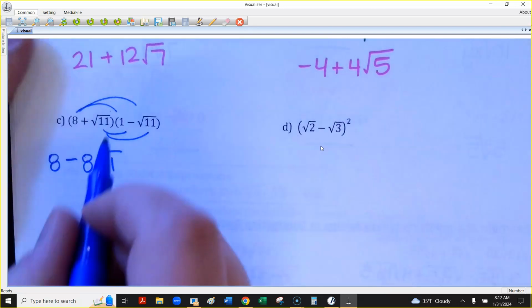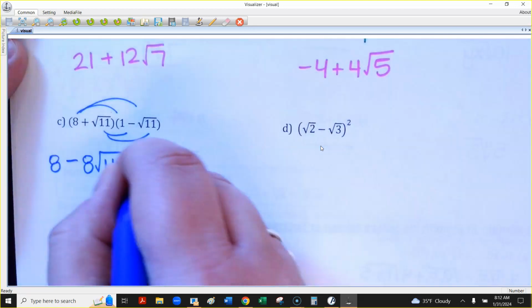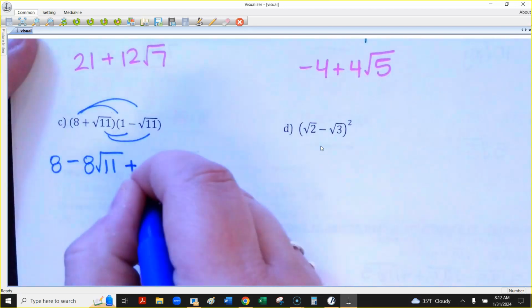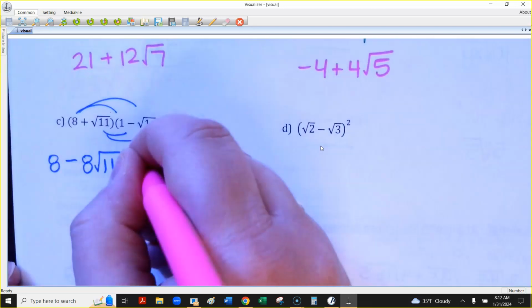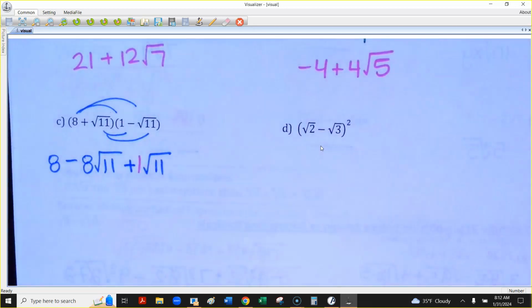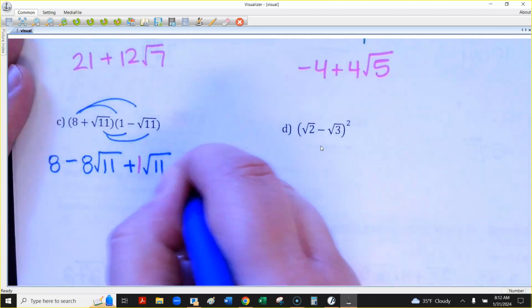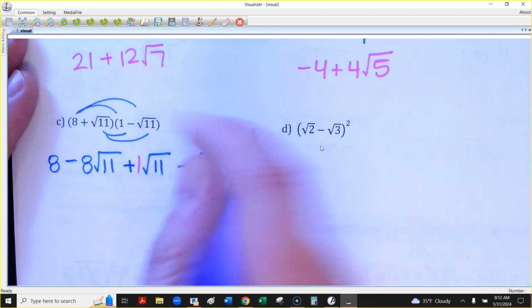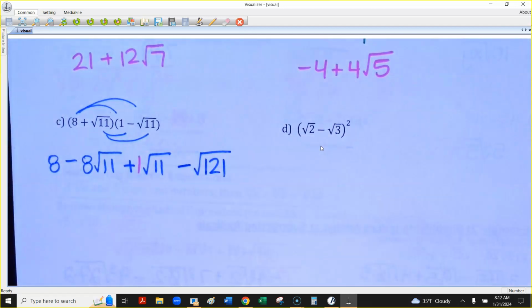Now, this term, square root of 11 times 1, probably would not see the 1 in front of that. But if you want to write it in, that's completely fine with me. They'd probably just write that as the square root of 11. The last term, you have a positive times a negative. So positive square root of 11, negative square root of 11, that's going to be a minus. And 11 times 11, if you multiply a square root by itself, it actually will create a perfect square. So that's going to cancel out.